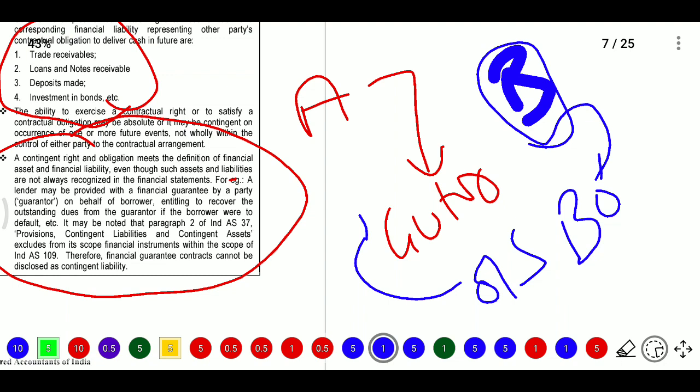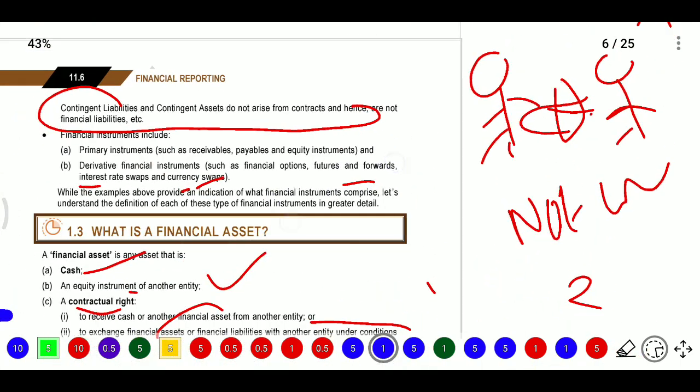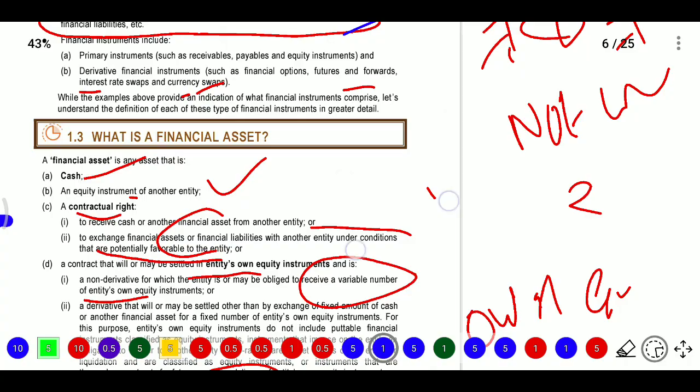So here Ind AS 37 deals with provisions, contingent liabilities and contingent assets. So it is excluded from the scope of financial instruments within Ind AS 109. A financial guarantee contract cannot be disclosed as a contingent liability. We have discussed that contingent liabilities and contingent assets do not arise from a contract and hence are not financial liabilities. So it is not a financial liability.